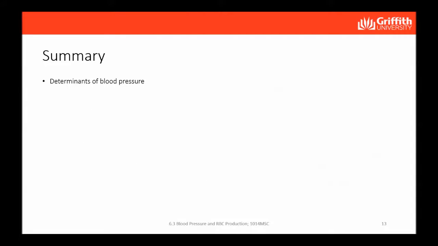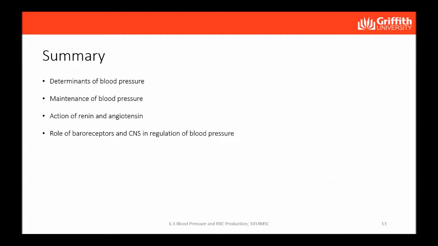In summary, from this video, we have learnt about the determinants of blood pressure, the maintenance of blood pressure, the actions of renin and angiotensin, the role of baroreceptors and central nervous system in regulation of blood pressure, the homeostasis of red blood cell production, and erythropoietin.